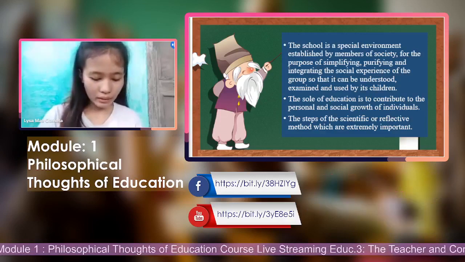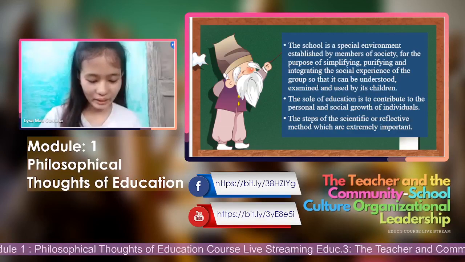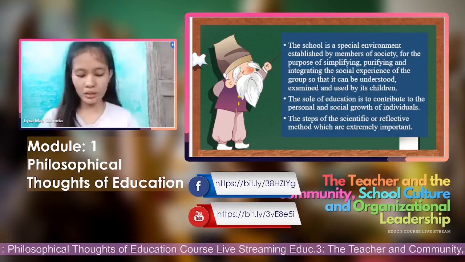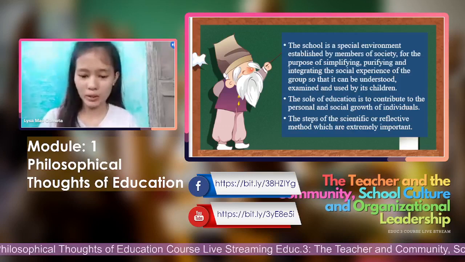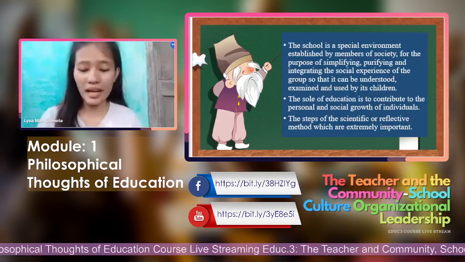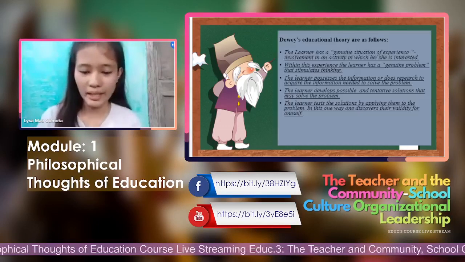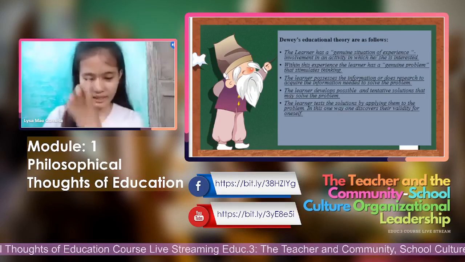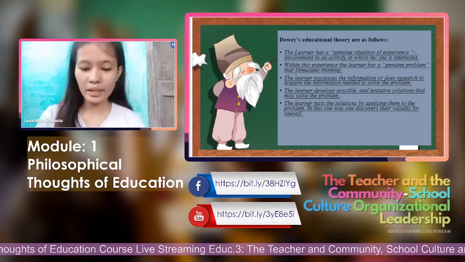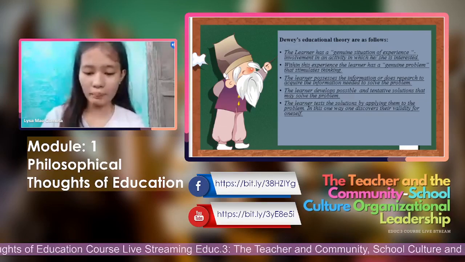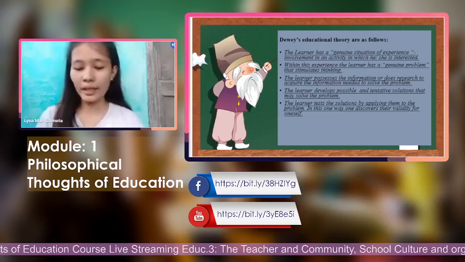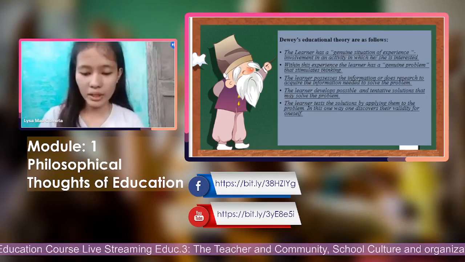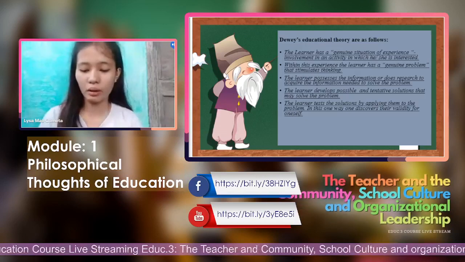The steps of the scientific or reflective method, which are extremely important in Dewey's educational theory, are as follows. The learner has a genuine situation of experience, involvement in an activity which he or she is interested in. Within this experience, the learner has a genuine problem that stimulates thinking. The learner possesses the information or does research to acquire the information needed to solve the problem.